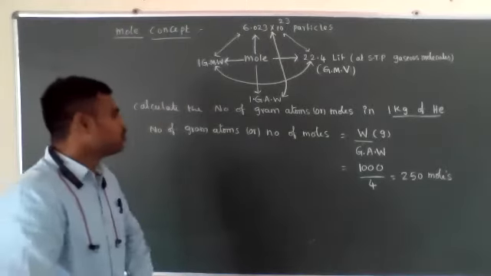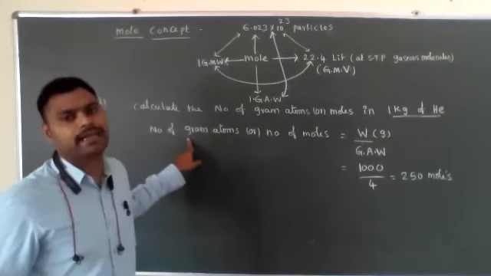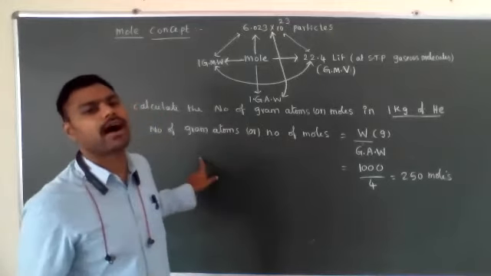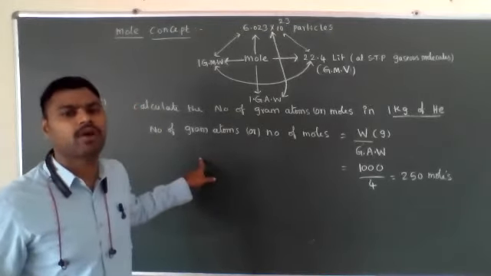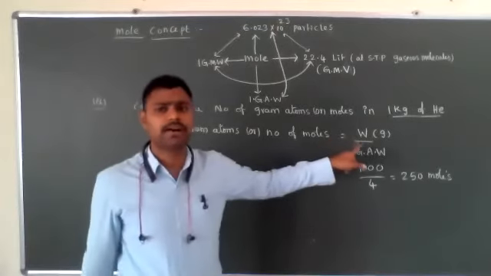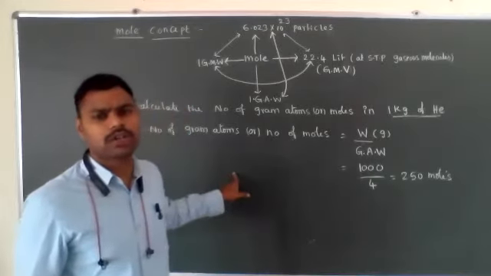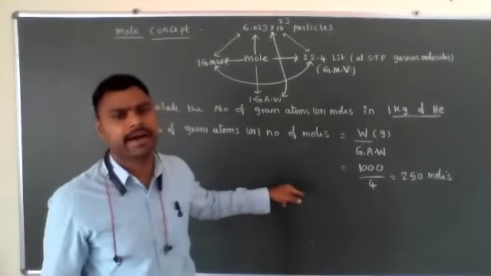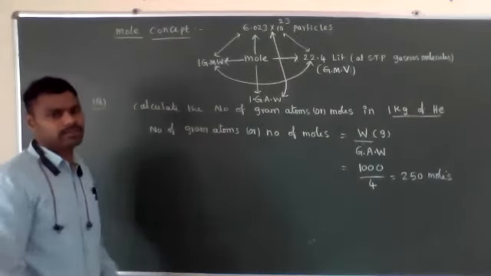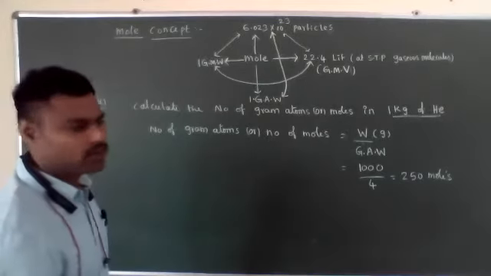Now understood? In terms of atoms, the number of moles is also called the number of gram atoms. In terms of molecules, it is also called the number of gram molecular weights, or number of gram molecules. What is the formula in case of atoms? Weight by gram atomic weight. What is the formula in case of molecules? Weight by gram molecular weight. So it is one important model related to mole concept, calculation of number of moles or number of gram atoms. Clear, students?